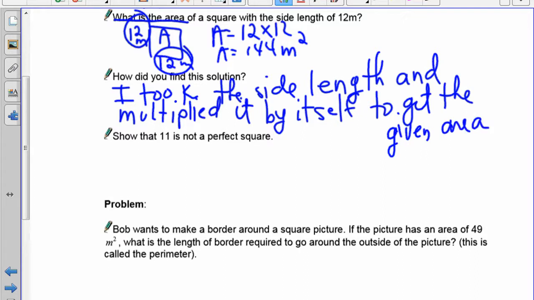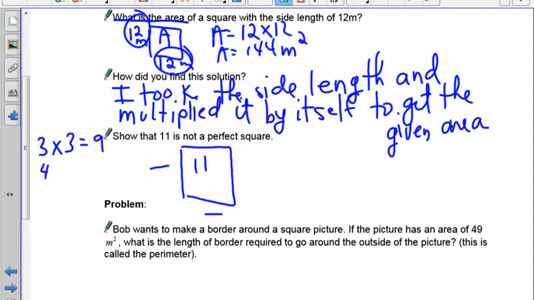Okay? Now, show that 11 is not a perfect square. This is a little more tricky. So what we're going to do is pull up our calculator from last year. Now, I need to know the area here is 11. That's in here. I want to know if this and this are whole numbers. Remember, perfect squares have whole numbers in them. So let's take a look. What times what gives you 11? Well, I know that 3 times 3 is 9.